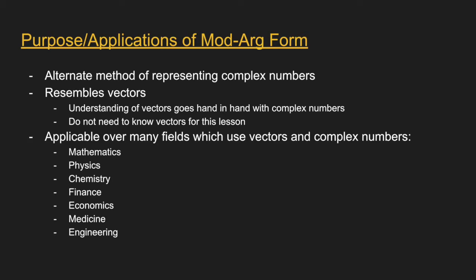direction, similar to in vectors. Hence, the topics of vectors and complex numbers go hand in hand in this case, and we can incorporate our understanding of vectors and vector analysis into our understanding of complex numbers, and vice versa. However, you do not have to have studied vectors to understand the content of this lesson. Therefore, the applications of the Arg form are widespread across the various applicable fields of vectors and complex numbers. These include mathematics, physics, chemistry, finance and economics, medicine, engineering, and more.